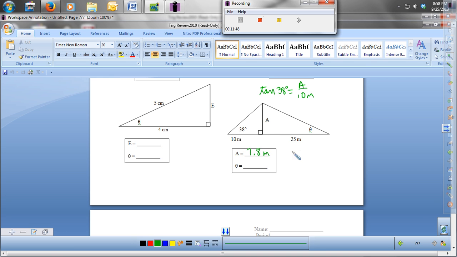meters. And then I want to know theta, so I'm going to say the tangent of theta is equal to 7.8 meters over 25, because it's opposite over adjacent. So I'm going to divide 7.8 on the calculator by 25, and when I did, I got 0.312. Well, that's the tangent of my angle, so I'm going to go tan^-1 of 0.312, and when I hit the enter button, it tells me it's a 17.3 degree angle, so that's 17 degrees, because they want it to the nearest degree.